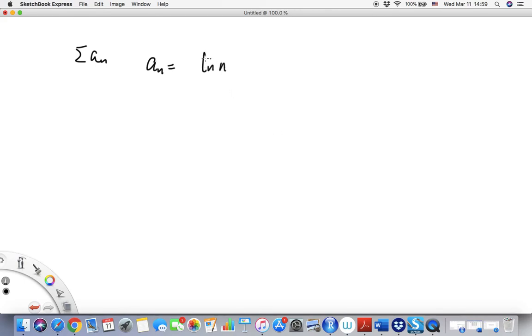Okay, so next example, probably a little tricky. We'll determine the convergence or divergence of the series sum an, if an is equal to log n to the power of minus log n. All right. So how do we do this? Well, we first consider 1 over an. So 1 over an is equal to log n to the power of log n. Now we have log n in the exponent. That's a little annoying.